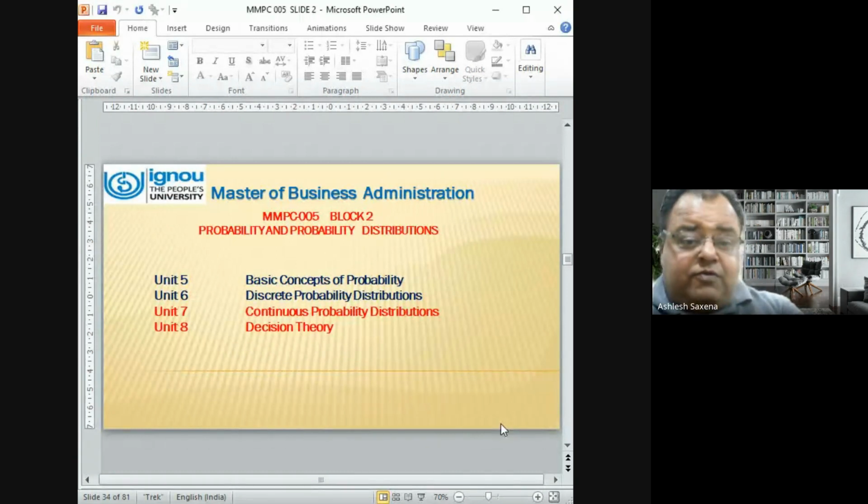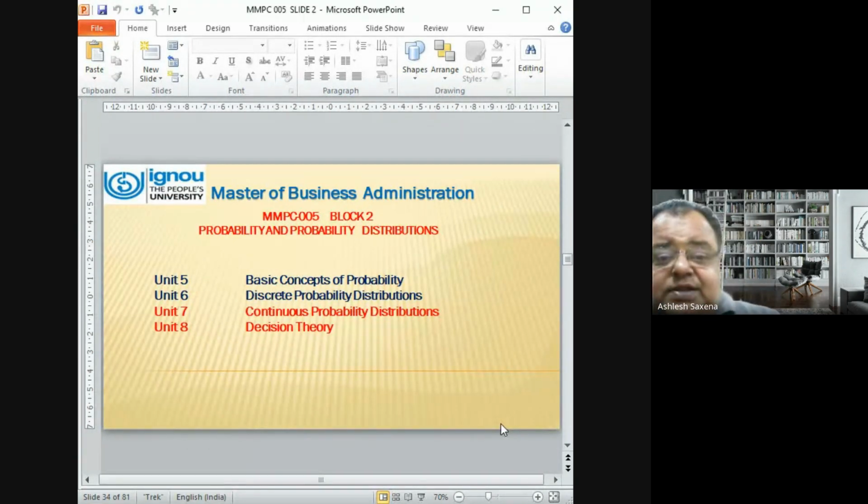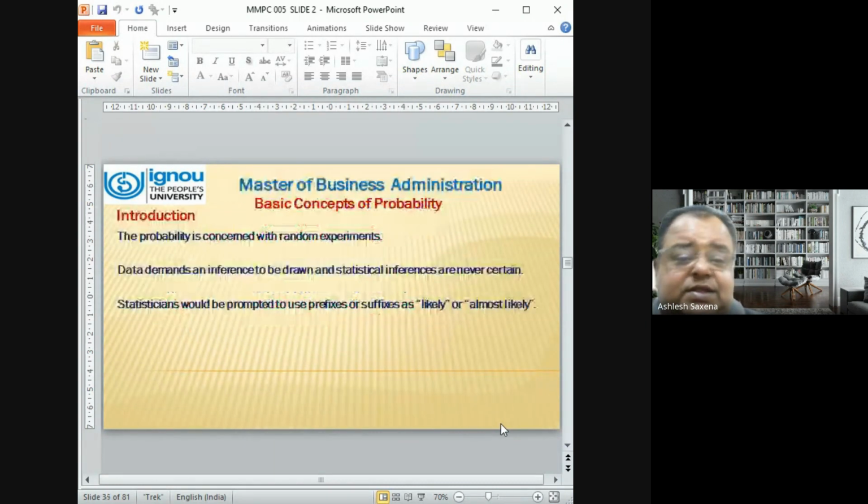Now we move to a very interesting part. That is block 2, which comprises units 5, 6, 7, and 8. So we will be talking about the basic concept of probability and discrete probability distribution today. First of all, what is meant by probability?